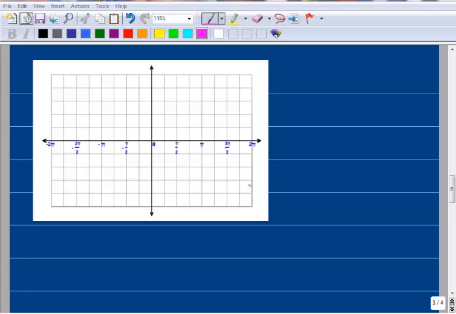Let's take a look at what happens when we compress or stretch our graph horizontally. This time I'm going to use the basic cosine function. So let's say that y equals the cosine of x. And recall from our previous information that we know that the cosine of 0 is 1, the cosine of pi over 2 is 0, the cosine of pi is -1. Here's 0 again, and we see our basic cosine wave.